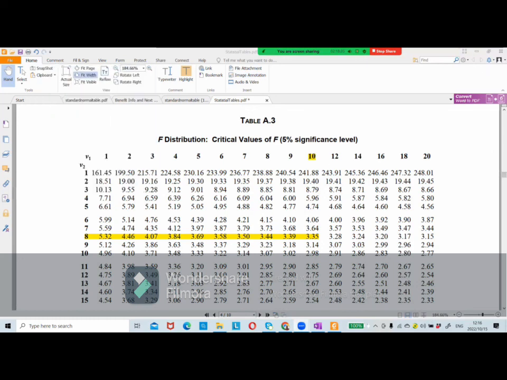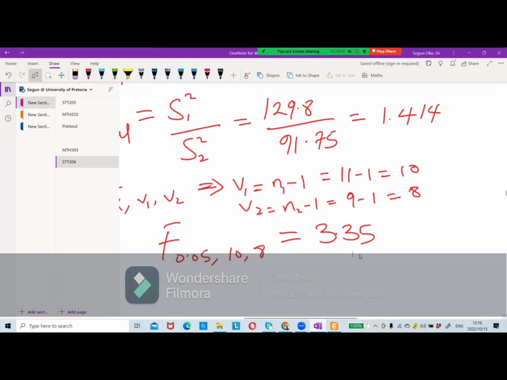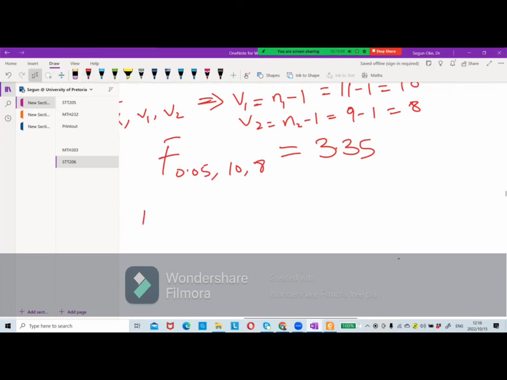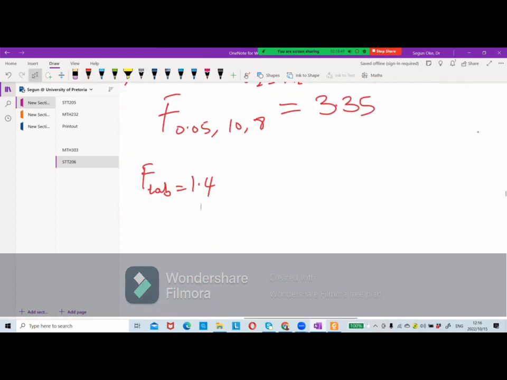So look at it. Our F tabulated is equal to 1.414, right? Yes, sir. Is less than. That is F calculated, sir. I thought it's F calculated. Thank you, I was wondering. I mentioned calculated, but I'm writing tabulated. It's less than.